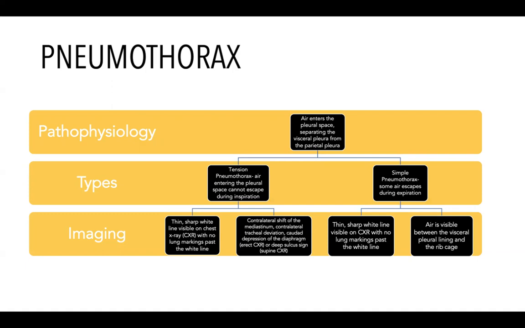The provider notes a deep sulcus sign when an acute, well-defined costophrenic angle is visible on the side ipsilateral to the pneumothorax. This phenomenon occurs secondary to a hyperinflated pleural space.